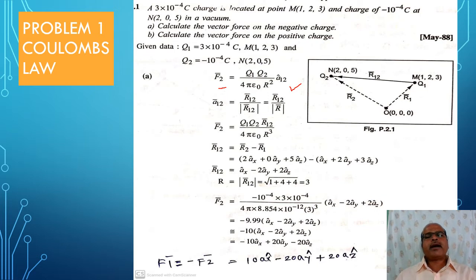So here we have to calculate A12 cap, which is given by R12 bar upon the magnitude of R12 bar, where the magnitude of R12 bar is denoted by R. Therefore, if we put these values in the above equation, we will get Q1 Q2 upon 4 pi epsilon 0. Here, as shown in this figure, this is an R square term.